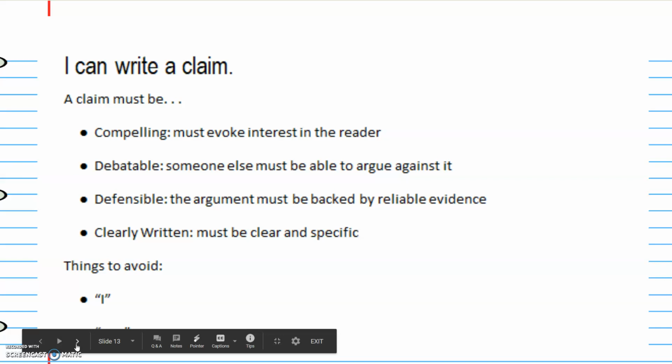A claim must be compelling. It must evoke interest in the reader. It must be debatable. Someone else must be able to argue against it. It must be defensible. The argument must be backed by reliable evidence. It must be clearly written. It must be clear and specific. It must avoid things like I think, I believe, in my opinion, because these phrases make your claim your opinion, and you are not arguing your opinion. You are arguing a stance based upon evidence.